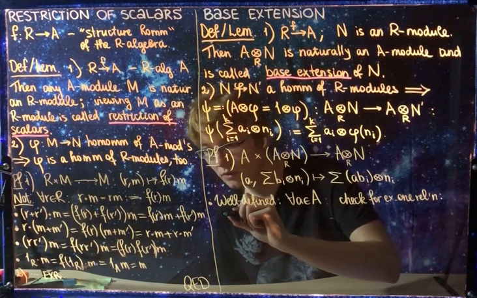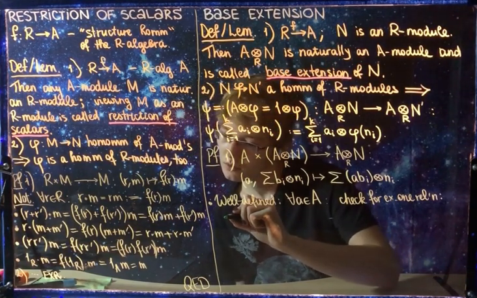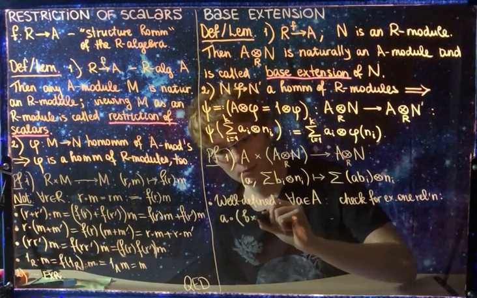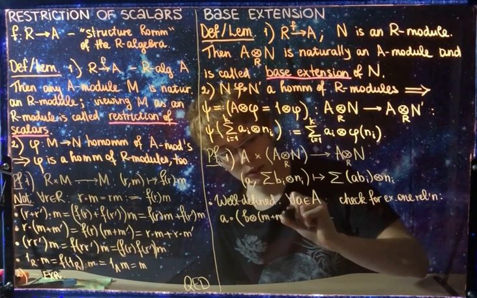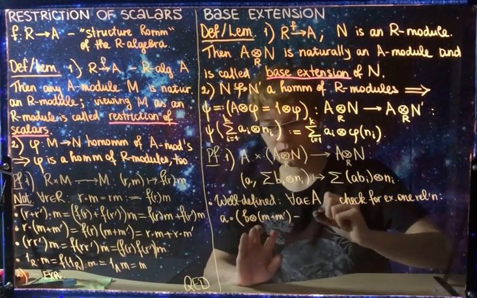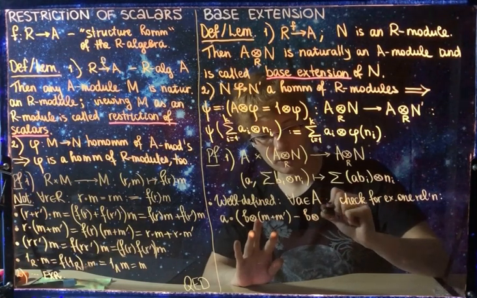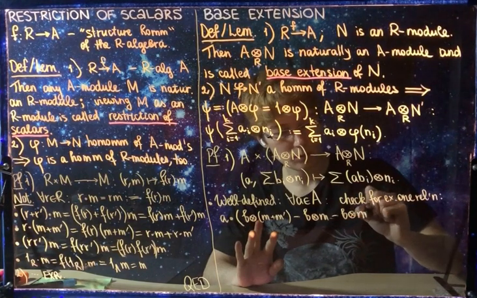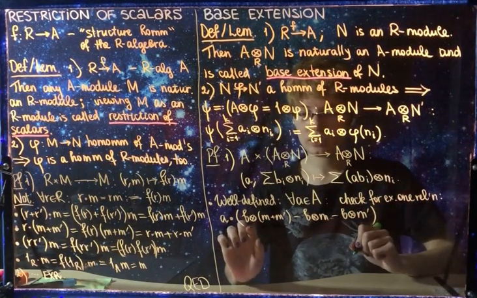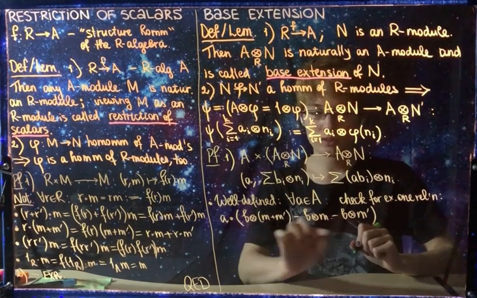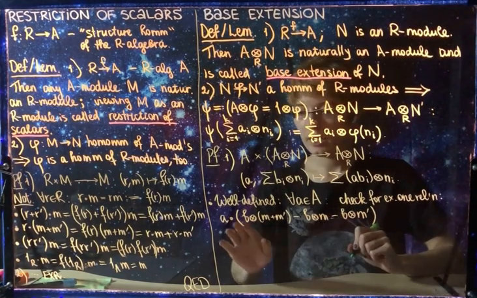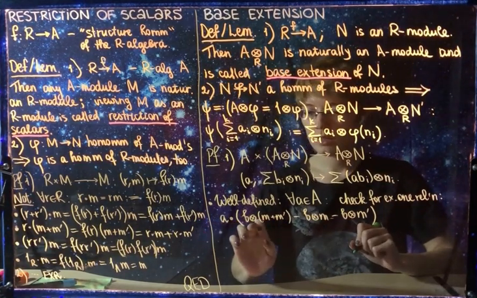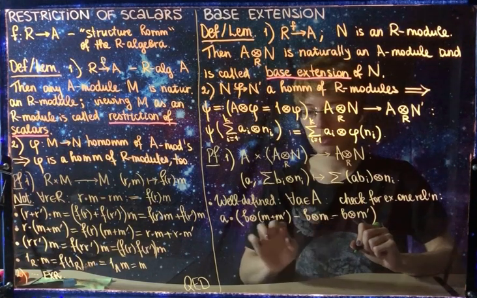If we have B tensor M plus M prime, this is equal as a tensor to B tensor M plus B tensor M prime. So this sum is equal to zero, and we want to check that if we apply A to these elements, to each summand separately, then we still get zero.